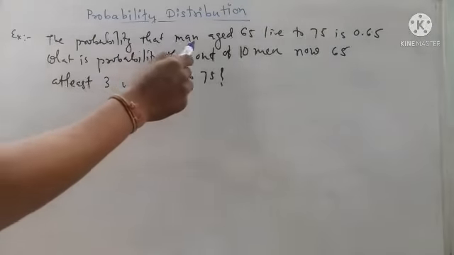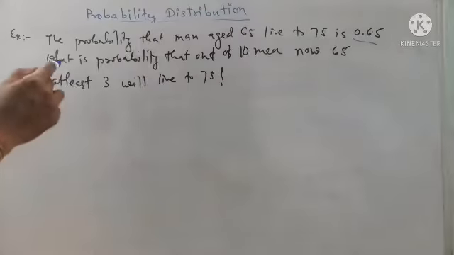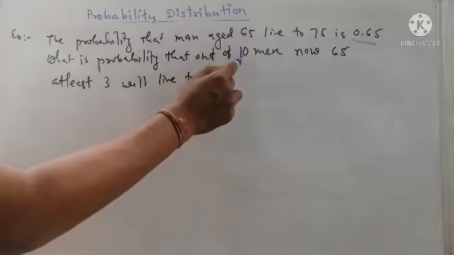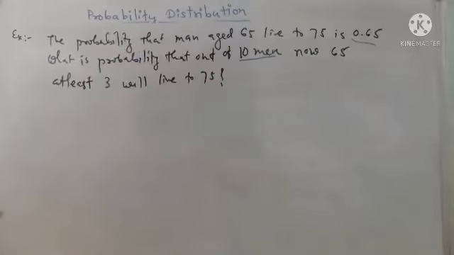The probability that a man aged 65 lives to 75 is 0.65. What is the probability that out of 10 men, now 65, at least 3 will live to 75?